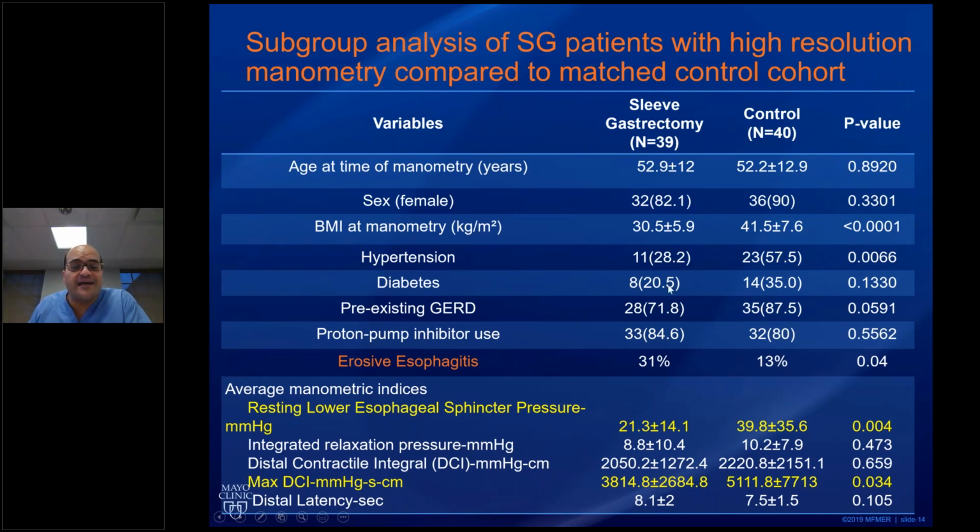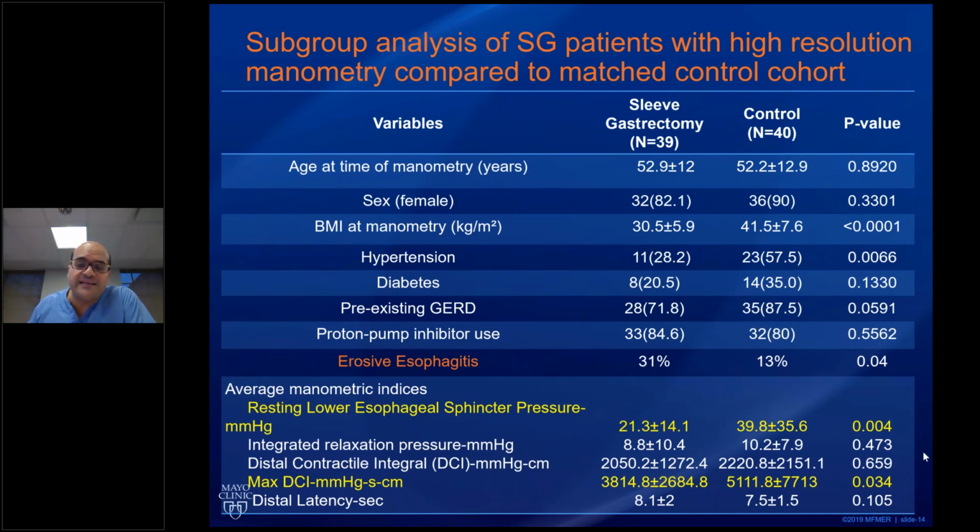Nonetheless, you could see that the PPI use in both cohorts was similar, and about 80% in both cohorts was on medication. If you then took this cohort and you look at the prevalence of erosive esophagitis, you could still see, similar to our larger study, that 31% of the cohort had erosive esophagitis. And similar to the reported literature, you could see that about 13% of the preoperative obese cohort also have erosive esophagitis. So sleeve gastrectomy has an additional increased prevalence of erosive esophagitis on top of what you're seeing in obesity itself.